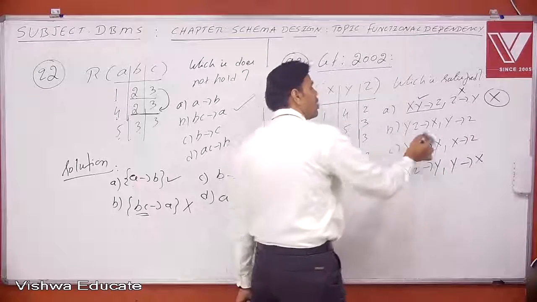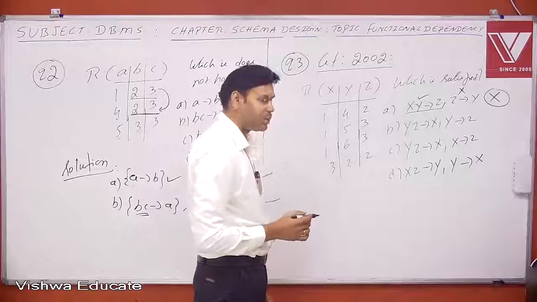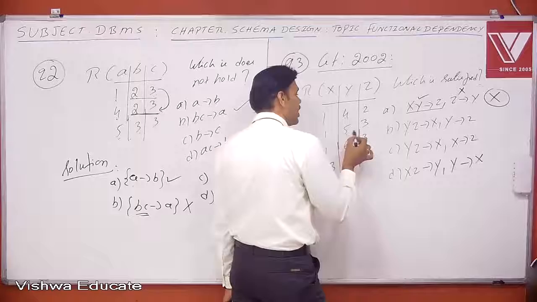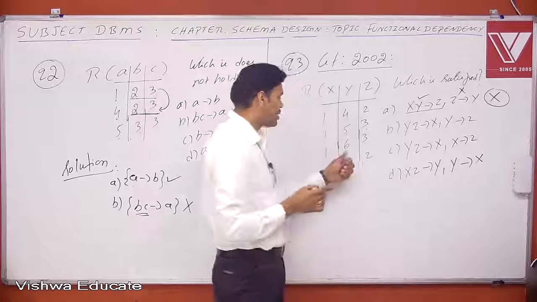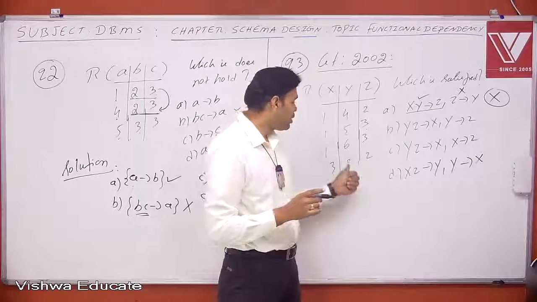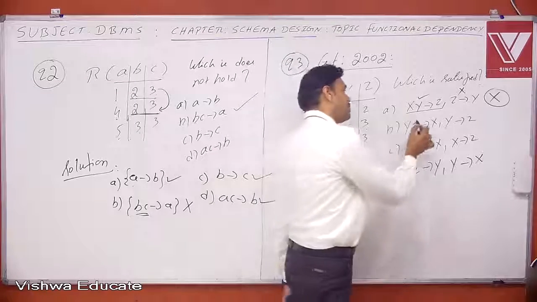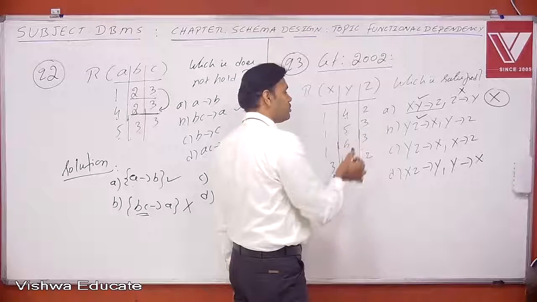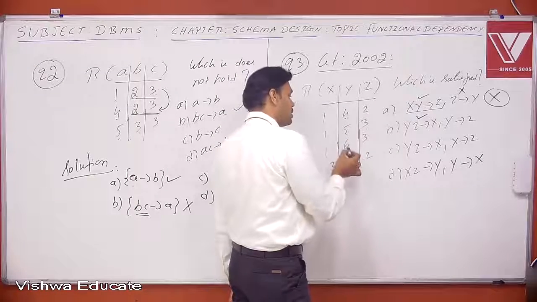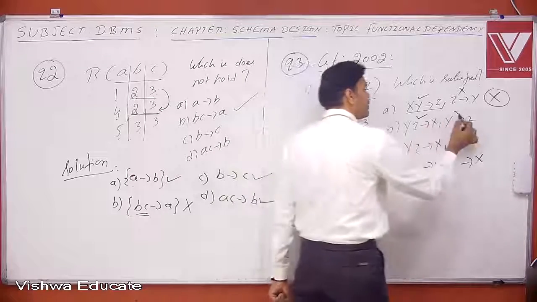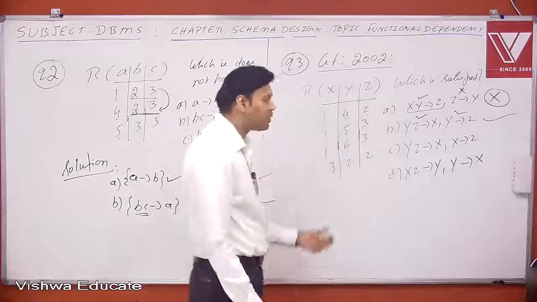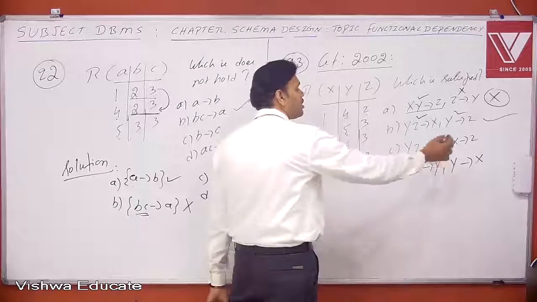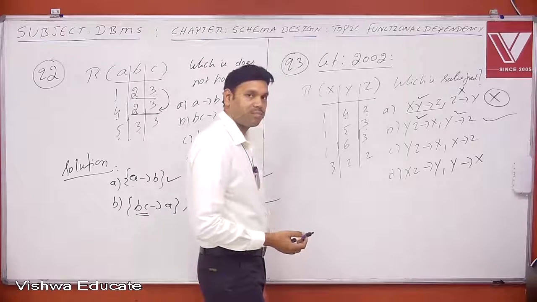Okay, now come to YZ to X and Y to Z. So 4 2, it's unique. 5 3, it's unique. 6 3, it's unique. 2 2, it's unique. So this is success. Y to Z: 4 2, 5 is unique, 6 is unique, 2 is unique. So it is also satisfied. Hence it is correct. So what is the answer in that? Option B is correct because the other options will be wrong automatically.